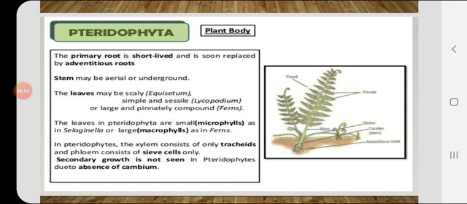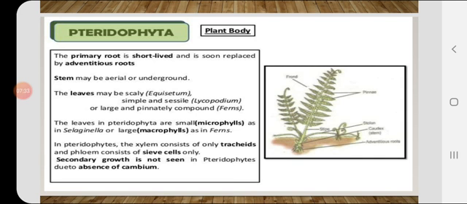So in different species the nature of leaves varies. In some species the leaves are scaly, in some they are simple and sessile, and in some the leaves are large and pinnately compound. The leaves in pteridophytes may be small, and they are known as microphylls, as in Selaginella. In some plants the leaves are large, and they are known as macrophylls, as in ferns.